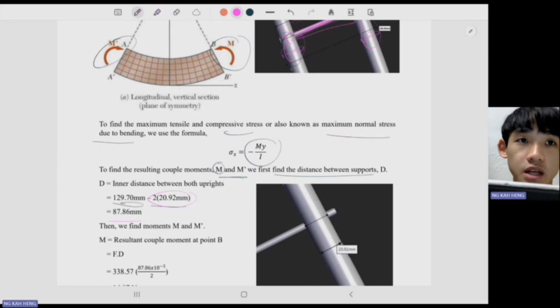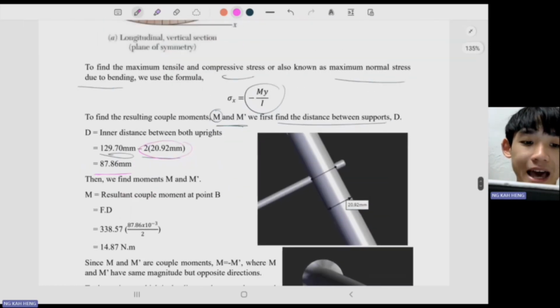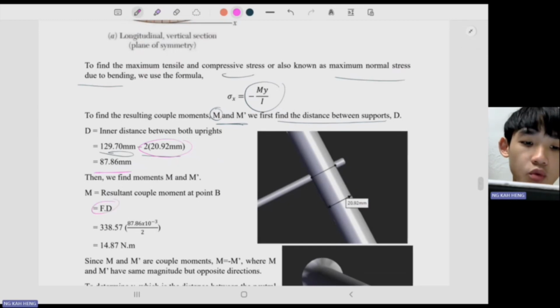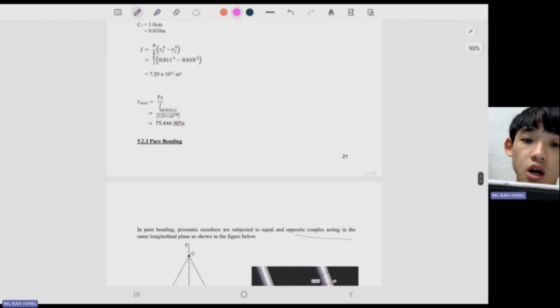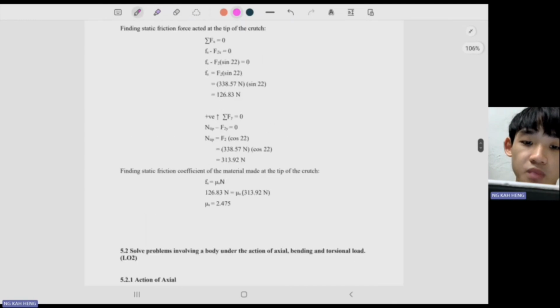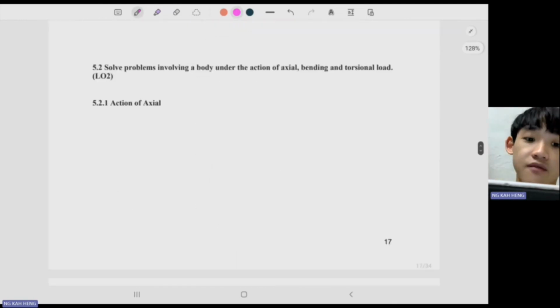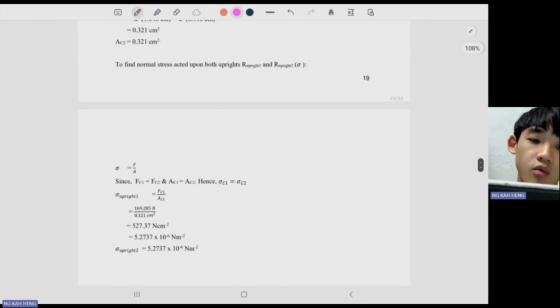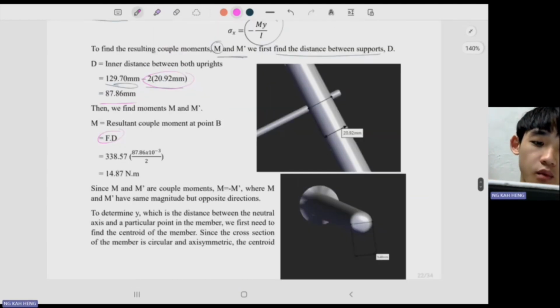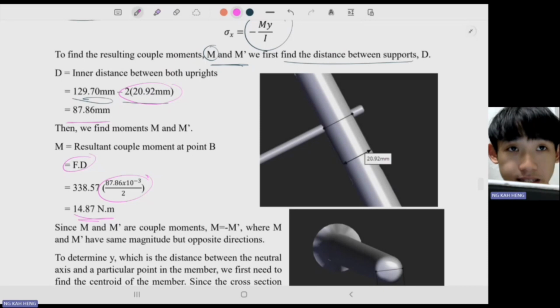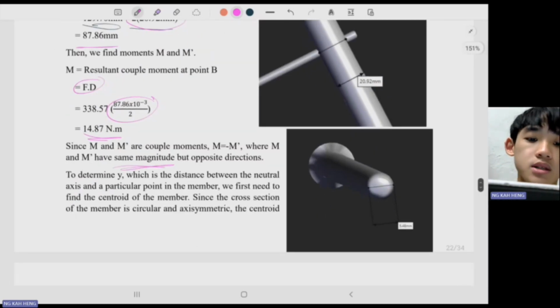So we can find the moment after this using the formula M = Ft, the force multiplied by the distance. We use the upward force that is calculated here, 338.57 Newton. Multiplying by the distance, we get 14.87 Newton meter. So this is M, the couple moment, with the same magnitude and opposite directions.